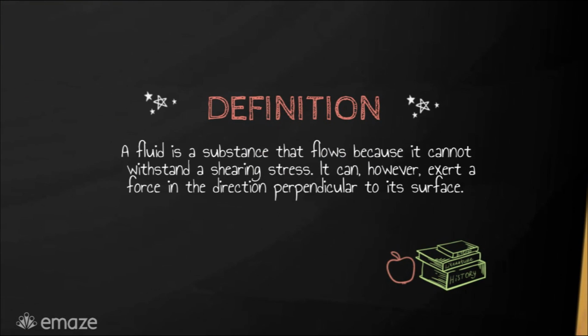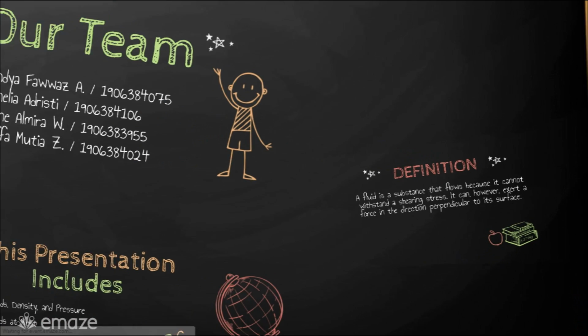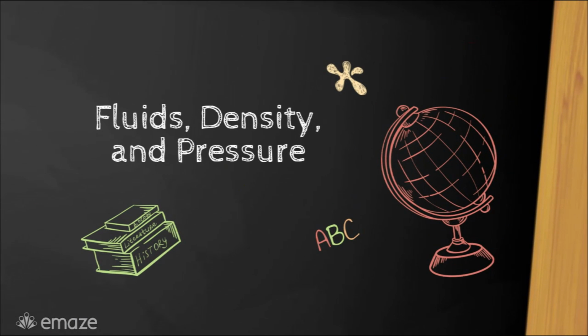So, what is a fluid? A fluid is a substance that flows because it cannot withstand shearing stress. It can, however, exert a force in the direction perpendicular to its surface. Matters that count as fluids are liquids and gases. In order to understand more, let's begin with discussing fluids, density, and pressure.